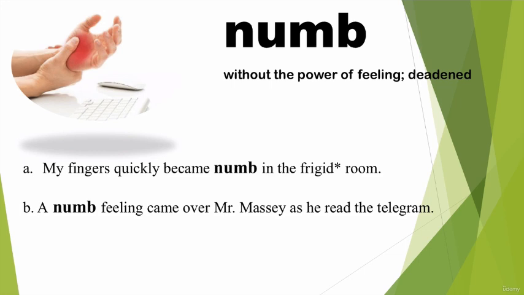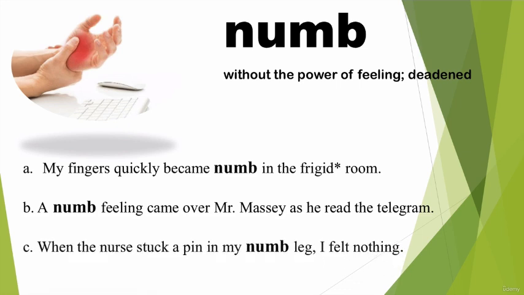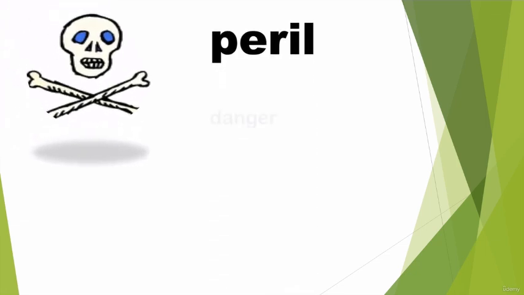A numb feeling came over him. And the last example, when the nurse stuck a pen in my numb leg, I felt nothing. So numb means without the power of feeling and deadened. Very easy. The next word is peril.